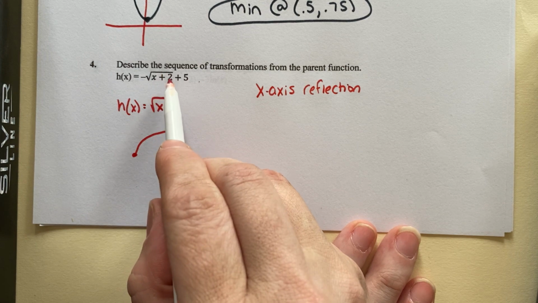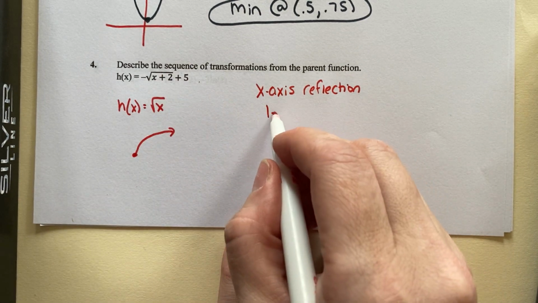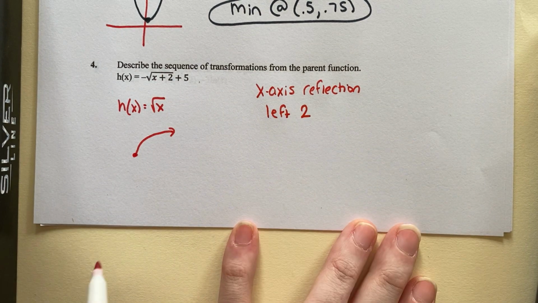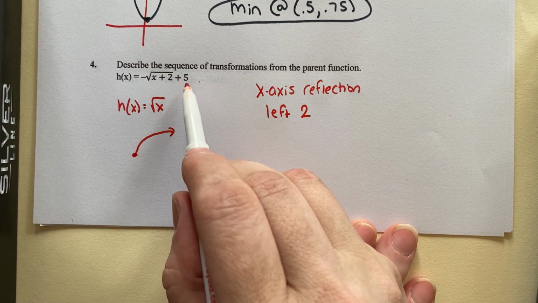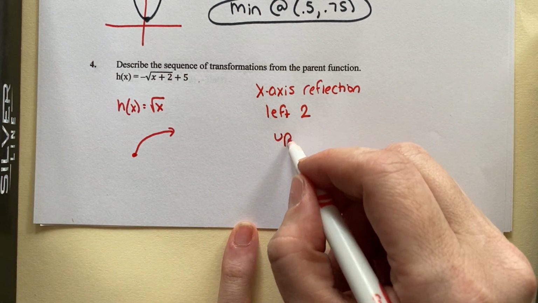Now, we have a plus 2 on the inside. That means our graph is moving to the left 2. And then on the outside, we have a plus 5. That means our graph is moving up 5.